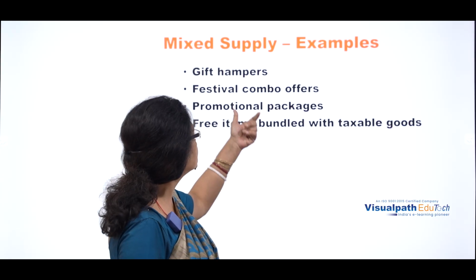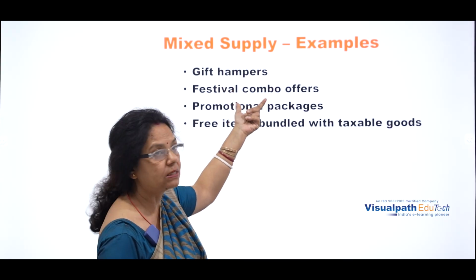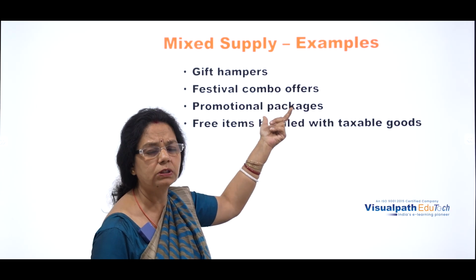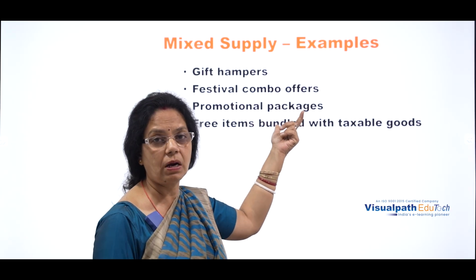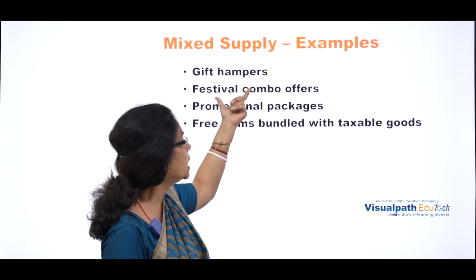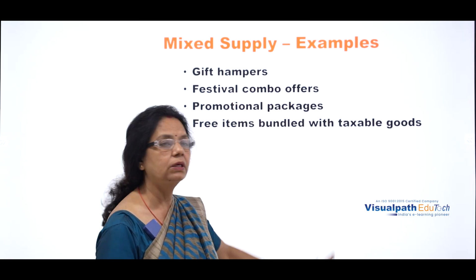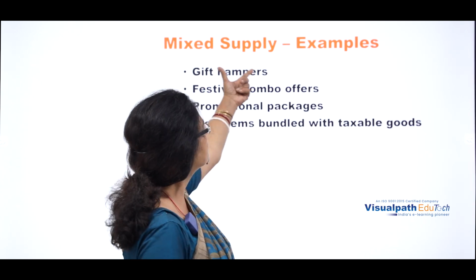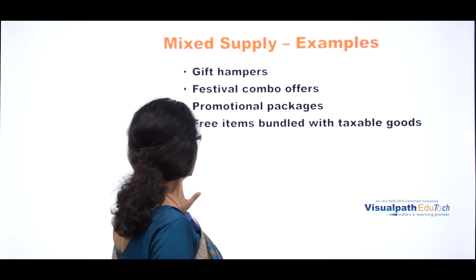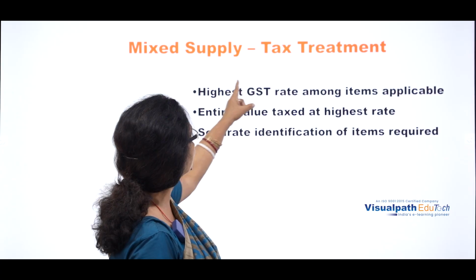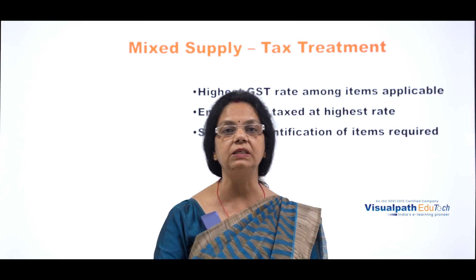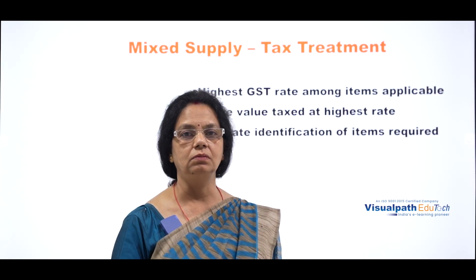That's why it is under maybe the gift hamper. It is a festival combo. Festival combos we mostly use nowadays for gift purposes, and for sweets and all to distribute at Diwali. So all these are examples of what? Mixed supply examples. Now let us see the next: mixed supply tax treatment. We don't want what is mixed supply, we just have to know that different products are there.